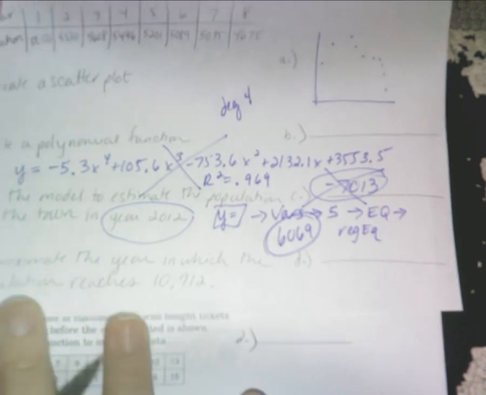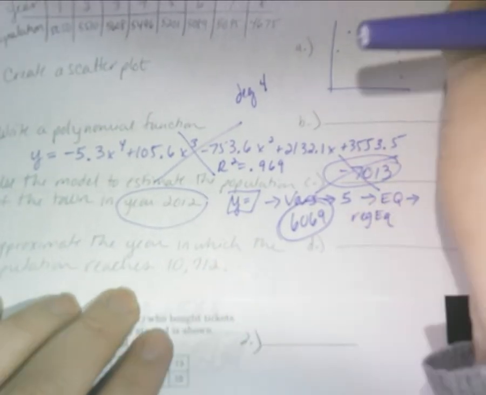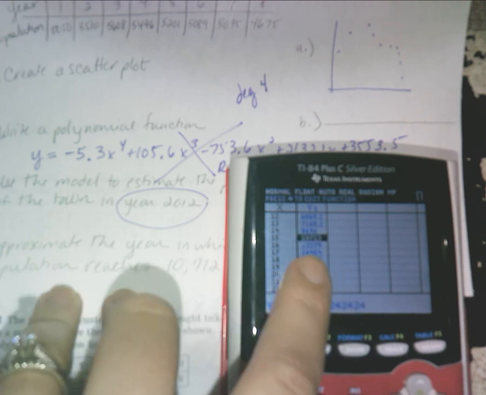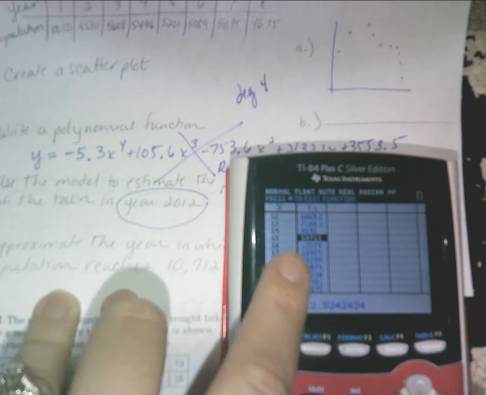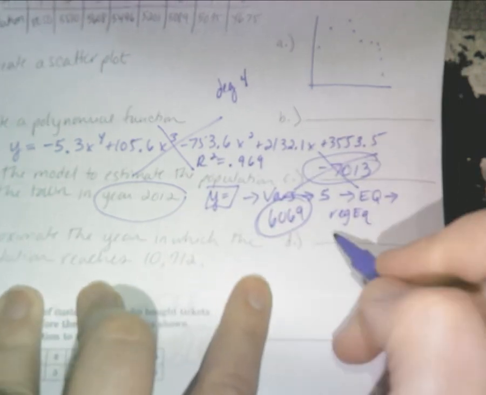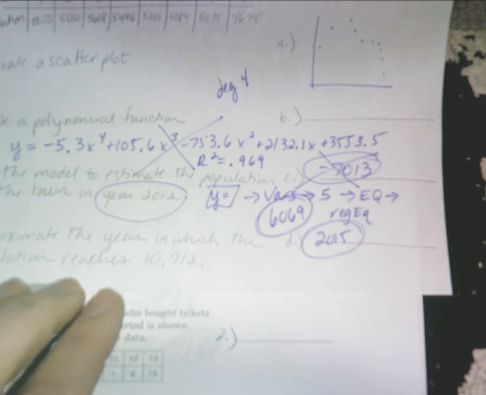All right, one more question. Approximate the year in which the population reaches 10,712. So what do we do there? What am I looking at now? Look at the Y. I got a 10,713. What year was that? 2016. 2015, 2016. Okay. This is what your homework's going to be like tonight.